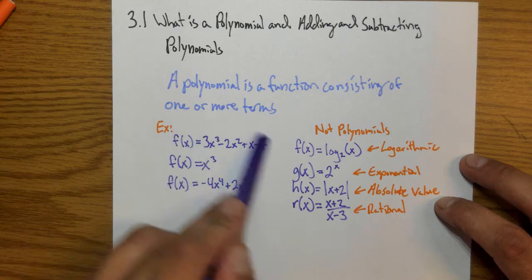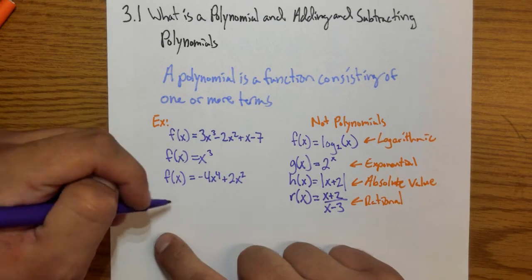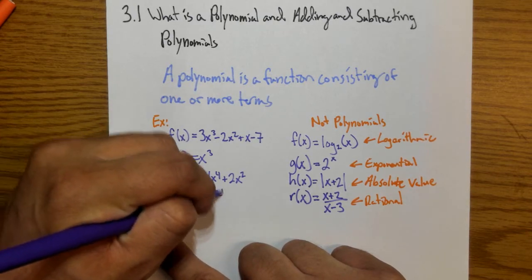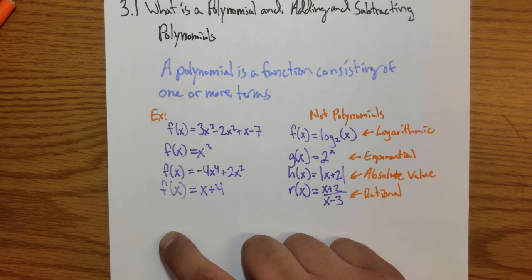So they should all look something like this. Or even, to add one more example, they could look like this. Something like that, x plus 4. Okay?